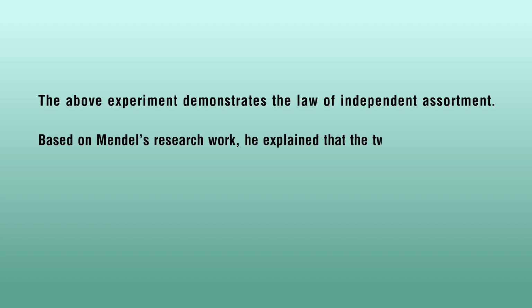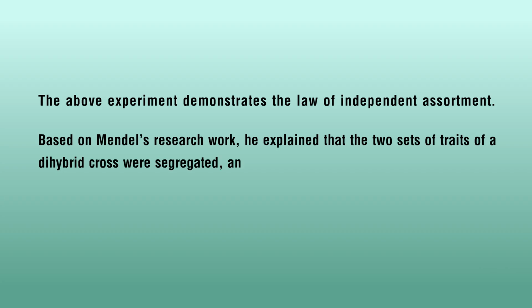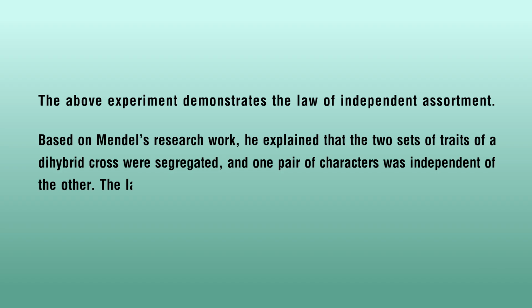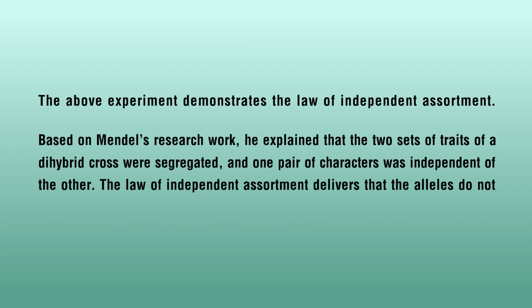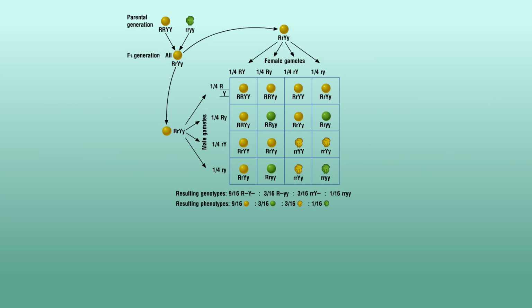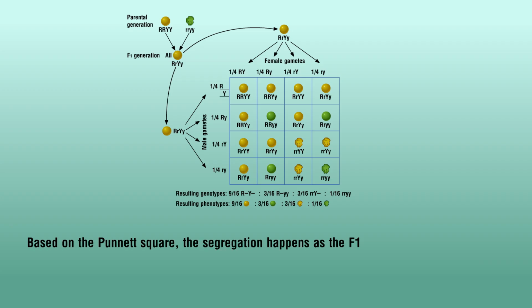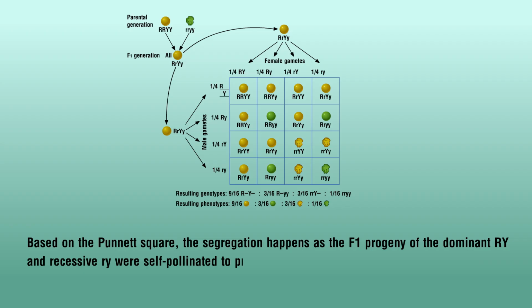He explained that the 2 sets of traits of a dihybrid cross were segregated and one pair of characters was independent of the other. The law of independent assortment states that the alleles do not influence each other during the development of cell reproduction. Based on the Punnett square, the segregation happens as the F1 progeny of the dominant RRYY and recessive rryy were self-pollinated to produce the F2 offspring independently.